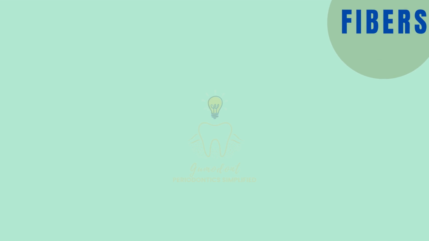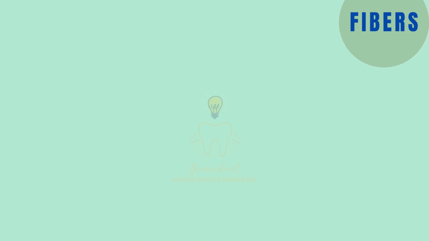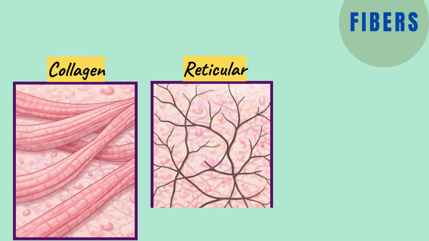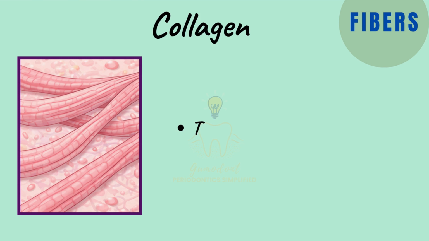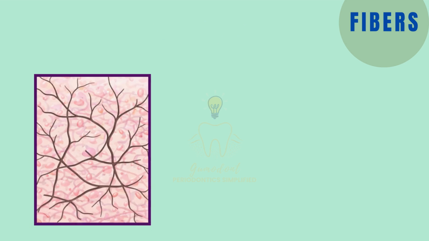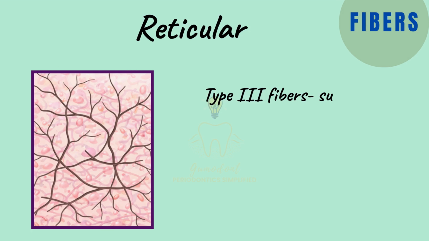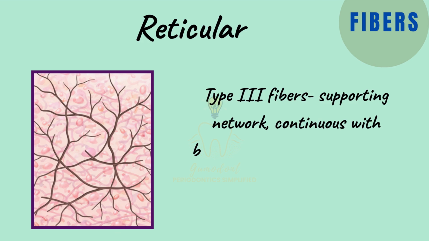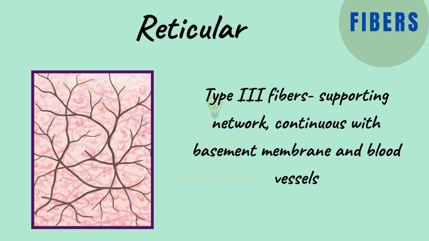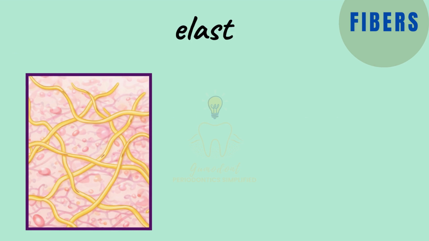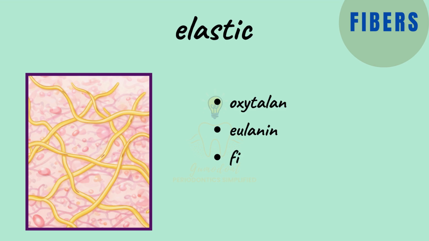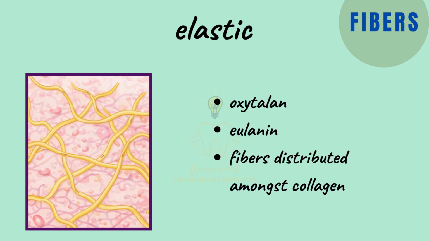Now let's focus on fibrous components first. The connective tissue consists of three types of fibers: collagen fibers, reticular fibers, and elastic fibers. The main collagen fibers that form the bulk of lamina propria are of type 1 and provide tensile strength to gingiva. Type 3 fibers, which are reticular fibers, form a supporting network and are continuous with the basement membrane and blood vessels. The basement membrane itself has type 4 collagen fibers. The elastic fibers include oxytalan, elaunin, and elastic fibers distributed among collagen fibers.